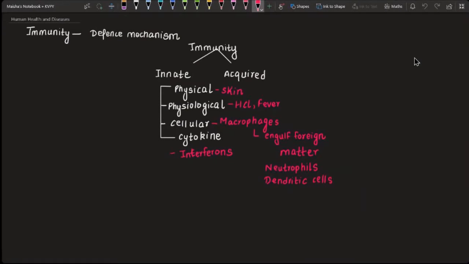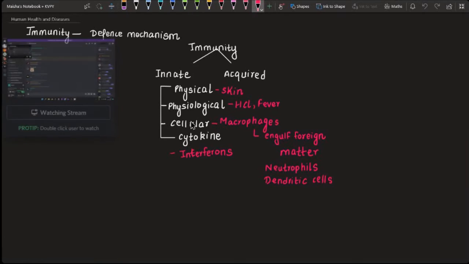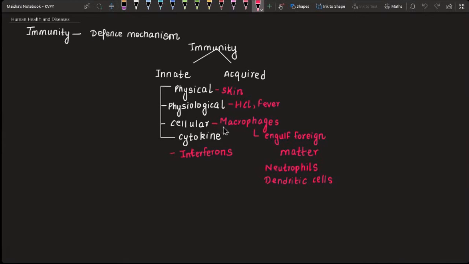That is, whenever a pathogen enters the body, it will always encounter the innate immunity barriers. So, let's discuss the 4 barriers of innate immunity. They are physical barriers, physiological barriers, cellular barriers, and cytokine barriers. So, coming to the physical barriers, physical barriers include the skin and the mucous membrane.